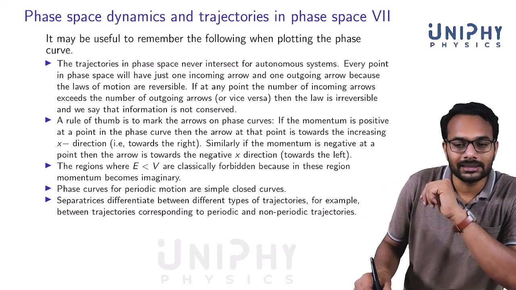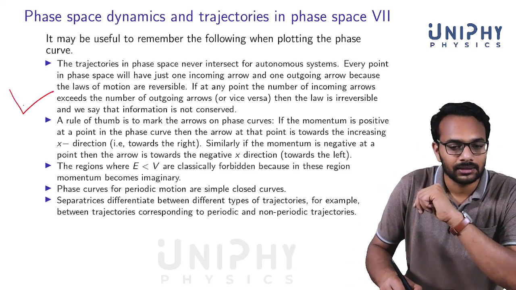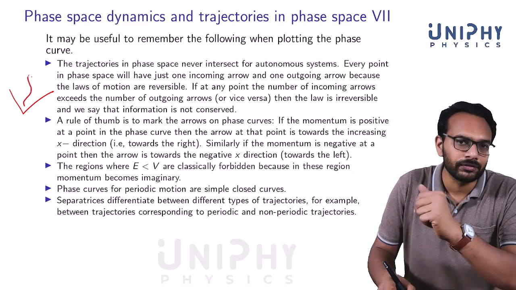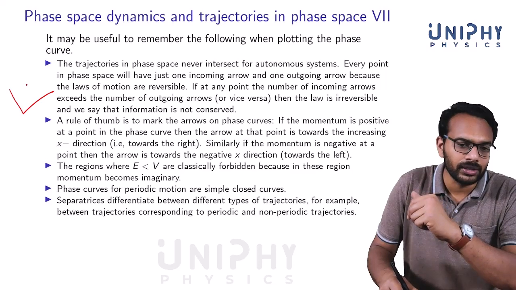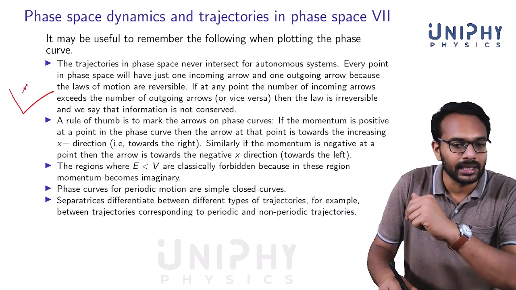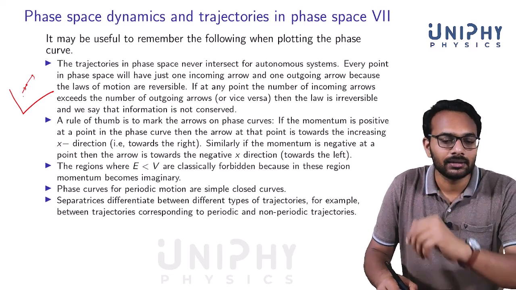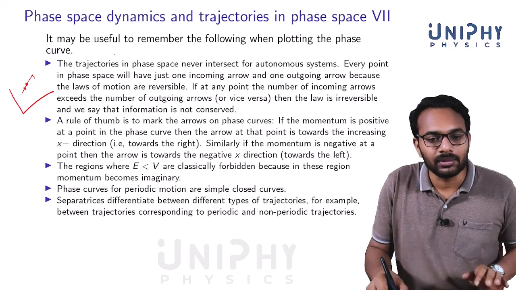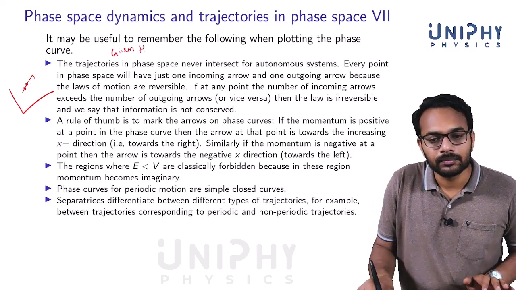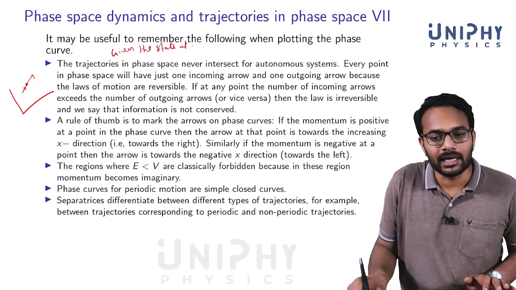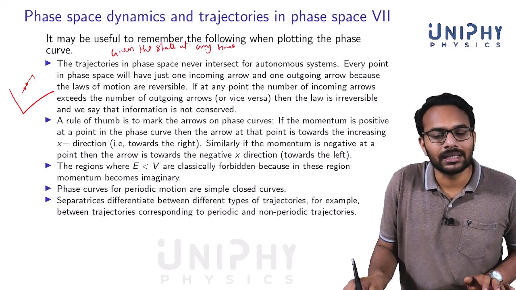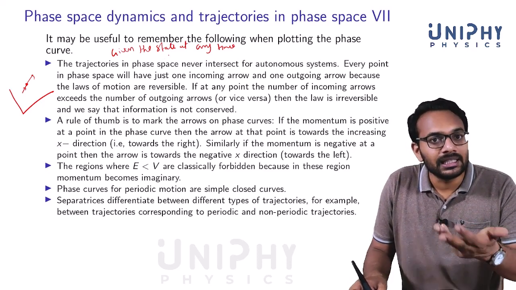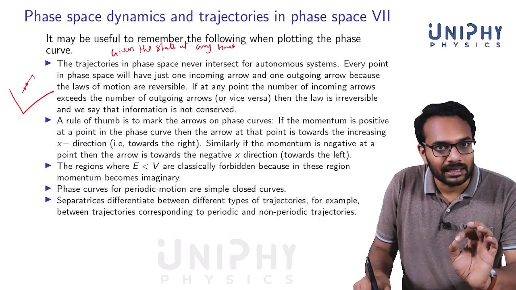Why can the trajectories never intersect? We talked about this conservation of information. For every point in phase space, there has to be exactly one incoming line and exactly one outgoing line. Why is that? Because given the state of the system at any time, this is also known as determinism. The state at any other time is completely determined by the equations of motion. Given the state at any time, this is very important.